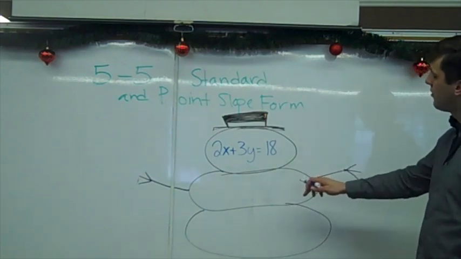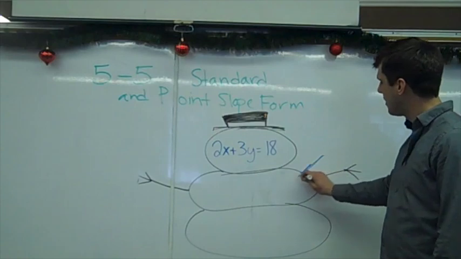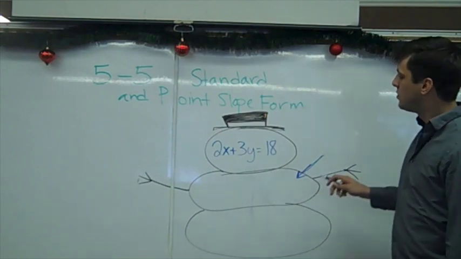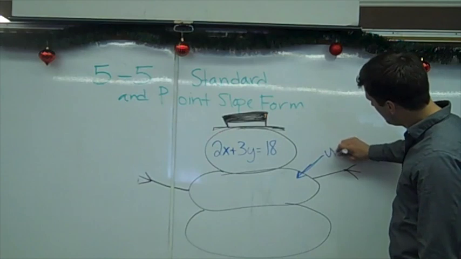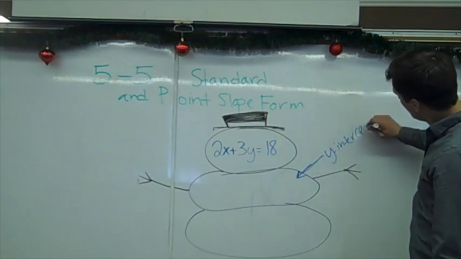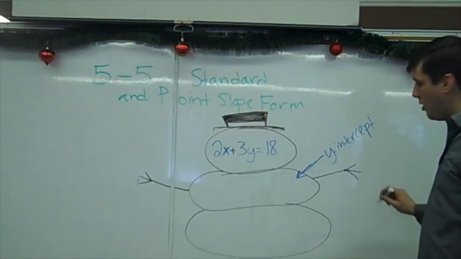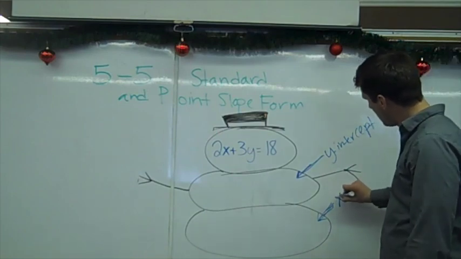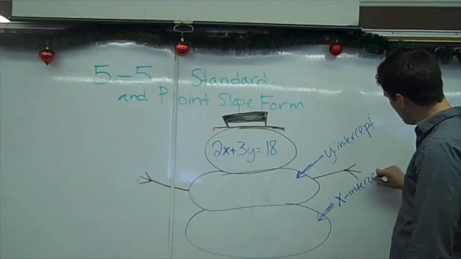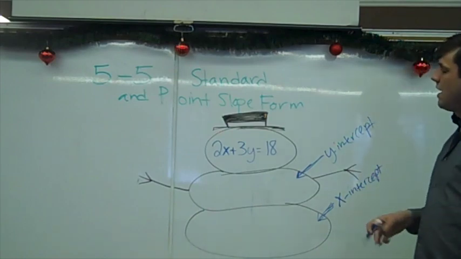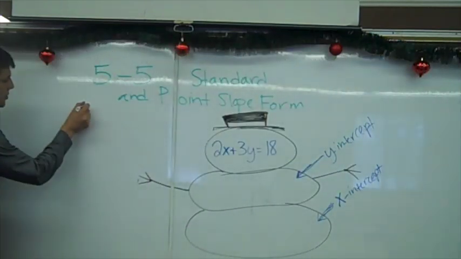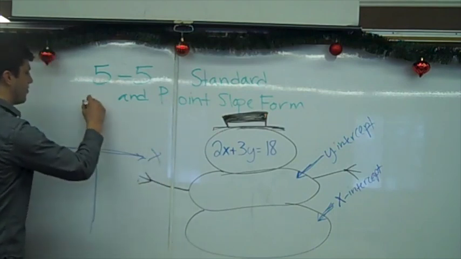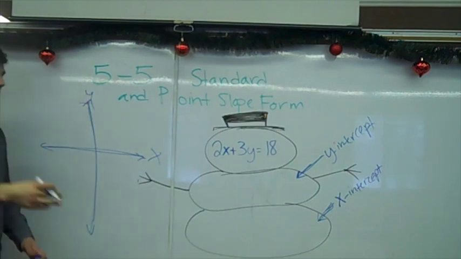Now, the first purpose, this section of our snowman, is we want to figure out what the y-intercept is. The second purpose, this spot right here, we want to figure out what the x-intercept is. And if we're able to find a point on both the x and the y axis, then we'll be able to graph our line.